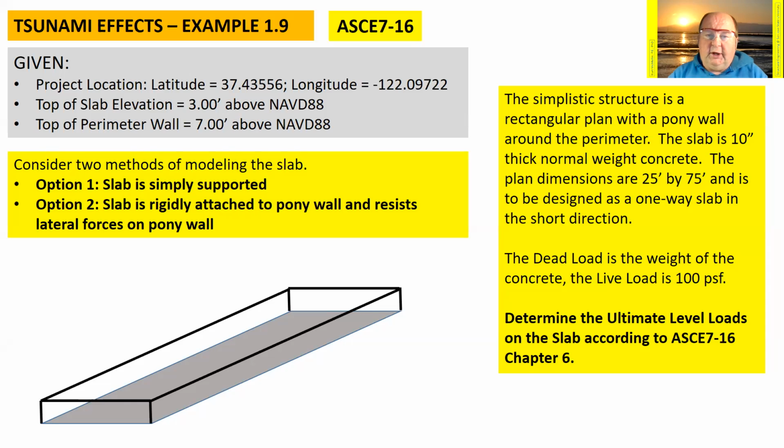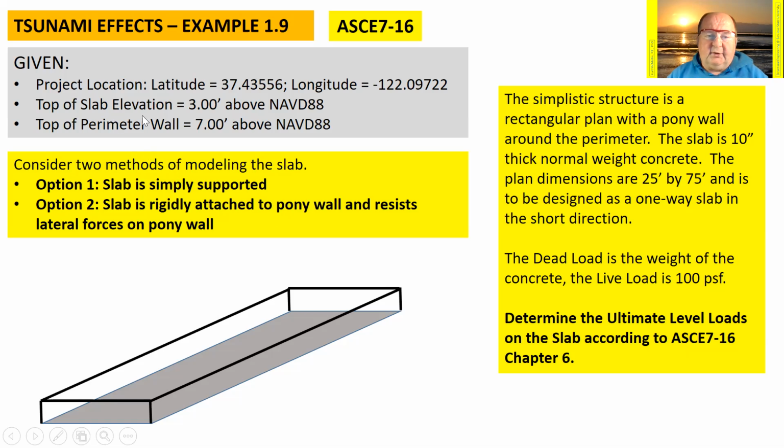I know the location of my project, the latitude and the longitude, and my structure is going to be very simple. We're looking at a rectangular slab, 25 feet by 75 feet. The slab is 10-inch thick, normal weight concrete. There's a 4-foot tall pony wall all around the perimeter of the slab, and we're being asked to determine the ultimate level loads according to ASCE 7-16.